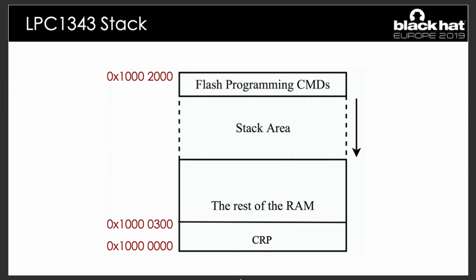So here's the memory layout of the LPC. As we can see here, the addresses less than 300 have the CRP value and the bootloader stuff inside them. And at the other end of the RAM, we have the stack area.